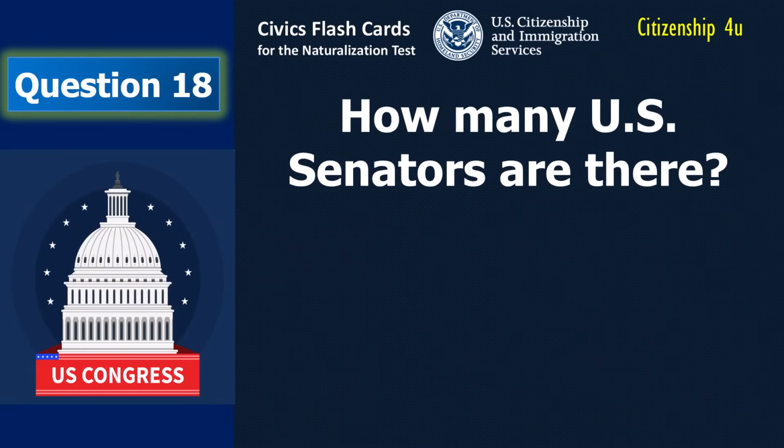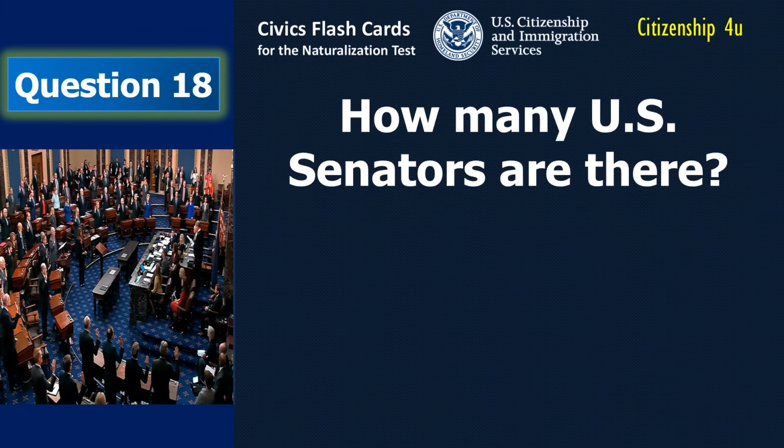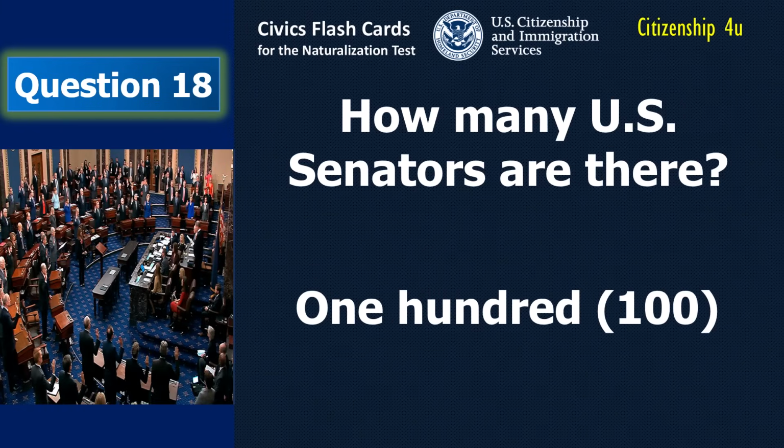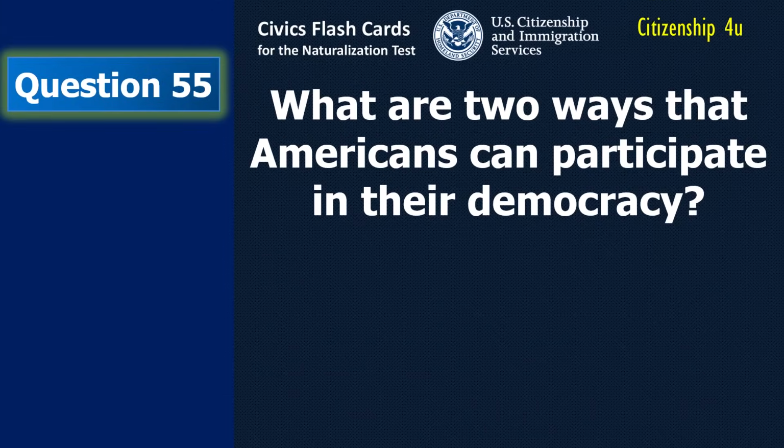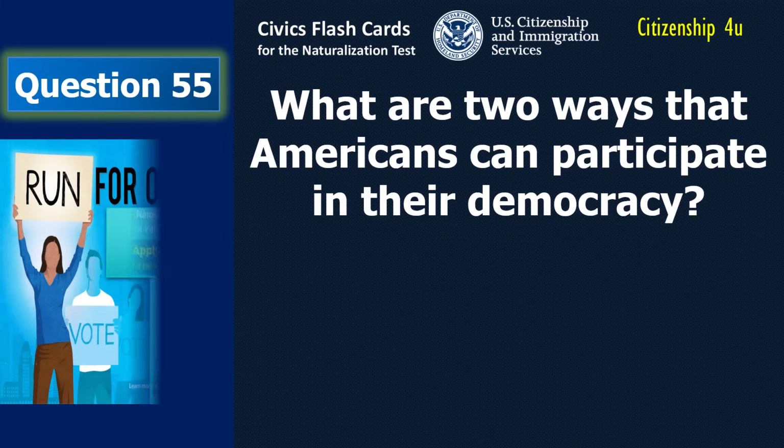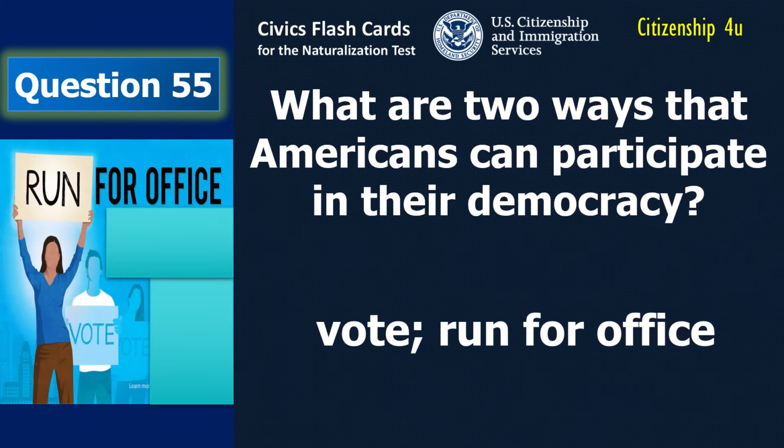How many U.S. senators are there? 100. What are two ways that Americans can participate in their democracy? Vote, run for office.